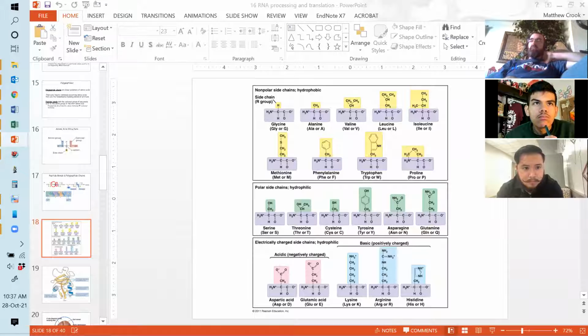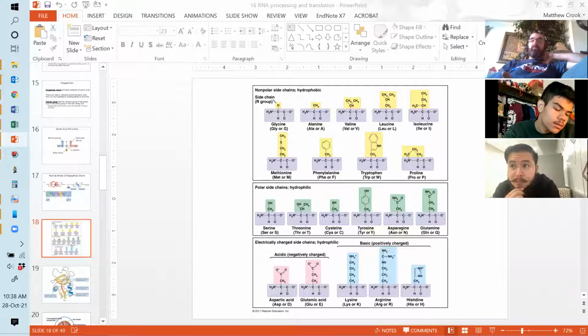What sort of amino acid will you find on the surface of a protein, if that protein is in an aqueous environment? Hydrophilic? Yes, it's going to be hydrophilic, exactly. So conversely, what would you expect to find in the center of a protein? Hydrophobic. Exactly, the opposite, right?